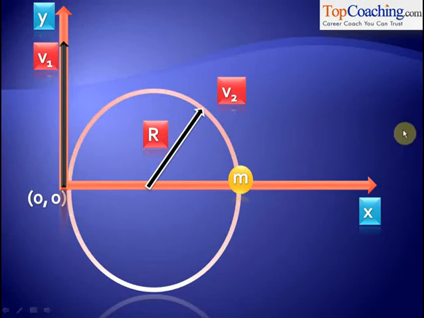Let us see what is happening in the question in the first place. Well, there is a man at the origin and he is moving along the y-axis upwards with a velocity v1. Then there is this mass m which is rotating around in this circle of radius r. The speed of the mass m is v2.